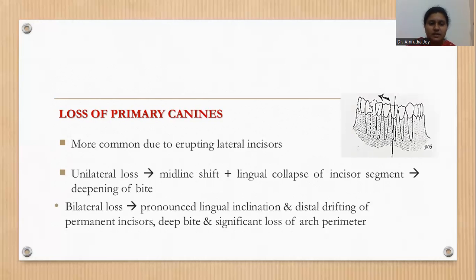In loss of primary canines, usually the primary canines are lost because of the erupting pressure exerted by the lateral incisors. If a unilateral canine, that is, one side, is missing, it can cause midline shifting, and there is an increased chance of lingual collapse of the incisor segment. If the teeth collapse, there is development of deep bite. In bilateral loss, again there is pronounced lingual inclination. There won't be any mesial shifting, but development of deep bite and loss of arch perimeter will happen if the canines are lost bilaterally.